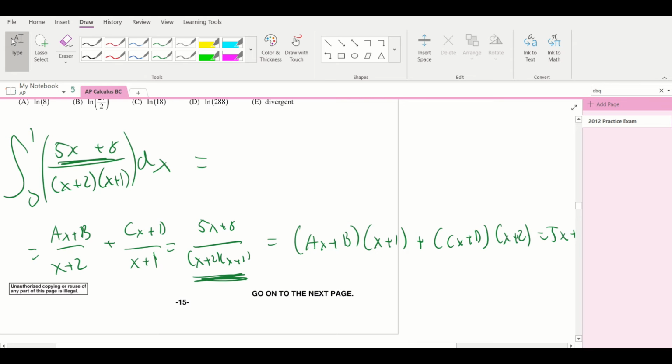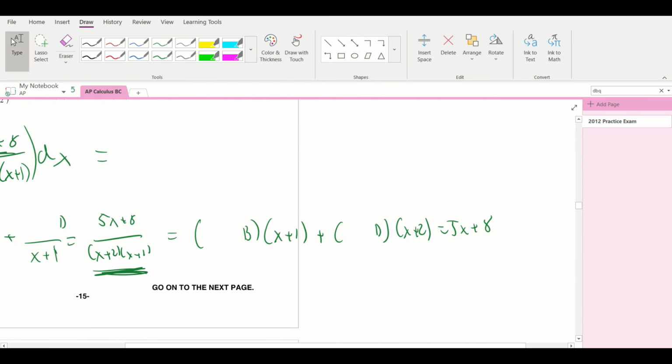Sorry, there's no ax. It's only b and d. Or it should be a and b, but so we have bx plus dx equals 5x. So that means b plus d equals 5. And now we have b plus 2d equals 8. So now I can just see d equals 3, b equals 2.